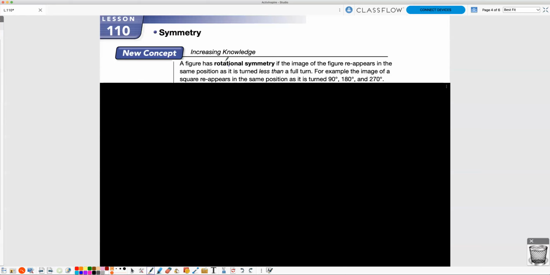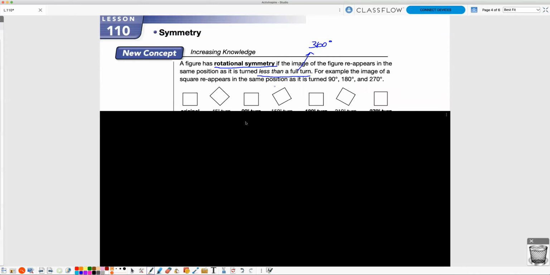A figure has rotational symmetry if the image of the figure reappears in the same position as it is turned less than a full turn. Remember, a full turn would be 360 degrees. So anything less than a full turn is less than 360, like 90 degrees, 180, or 270 degrees, or even if it was 359 degrees, if it reappears before 360, then it's still considered rotational symmetry.